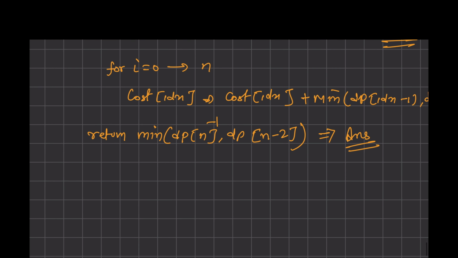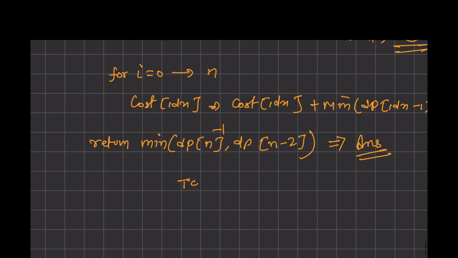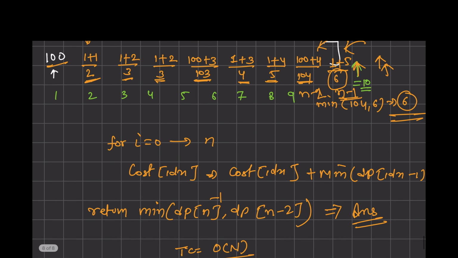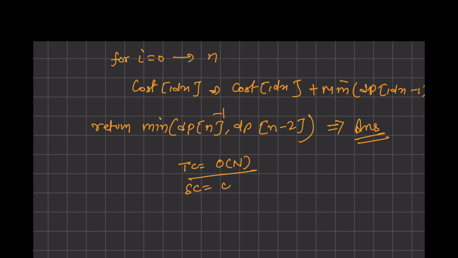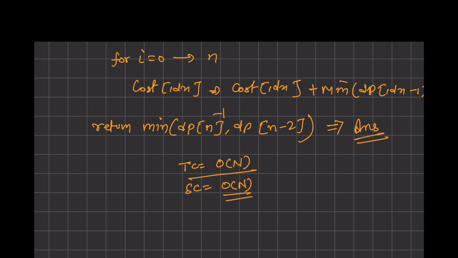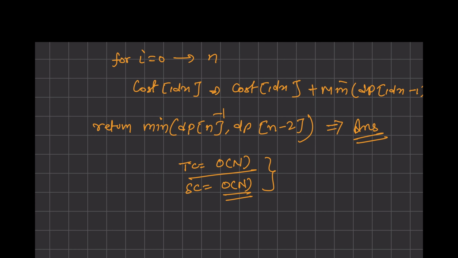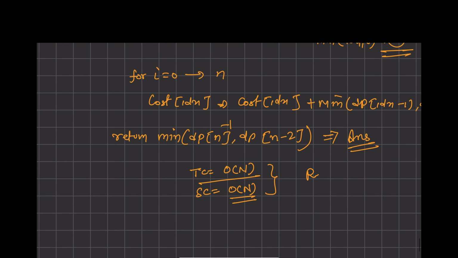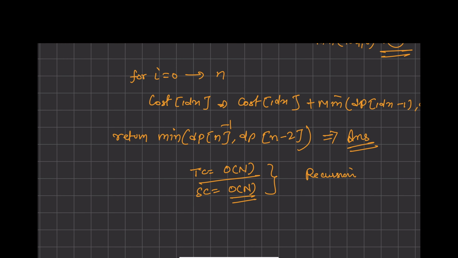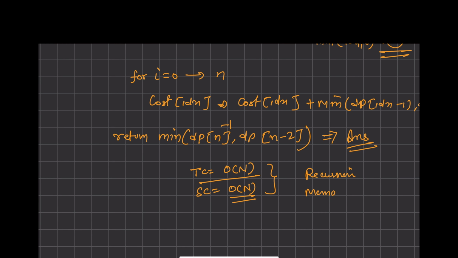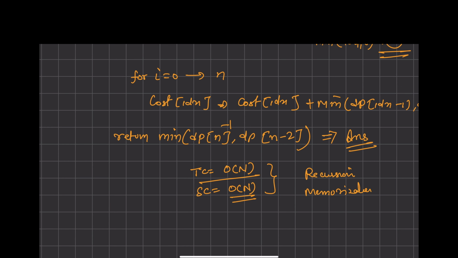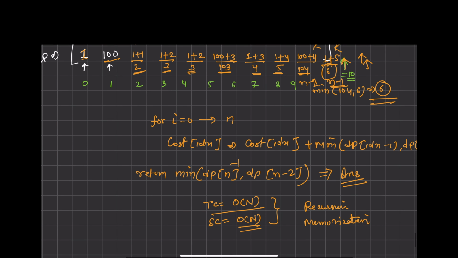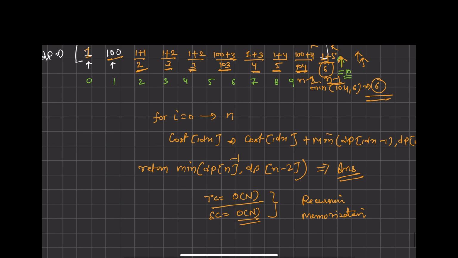Let's code this, but first understand the time complexity. Time complexity is O of n, because we iterate the whole array, and space complexity is O of n, because we create one DP array. To understand this solution you should know the recursion and its memoization solution. Once you understand that, this bottom up approach is just a piece of cake. So let's code this.